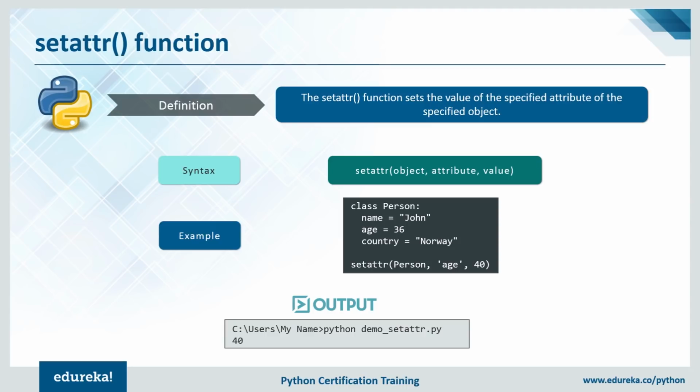So check out the simple code I have for you guys. We have class Person and then name equal to John, age equal to 36, country equal to Norway. Same as the previous example, right? So here we're using another syntax, setattr of person, age and 40. All we're trying to do is instead of John having his age to be 36, change the age of John to 40. So go into the class Person, look for age. So whatever is there, change it to 40. As simple as that. Again, this is a fairly straightforward function, guys.